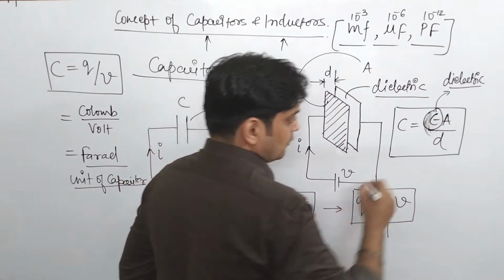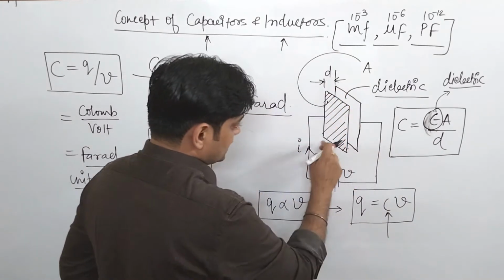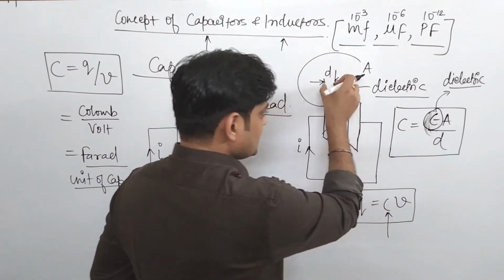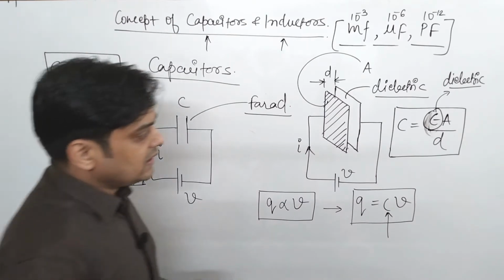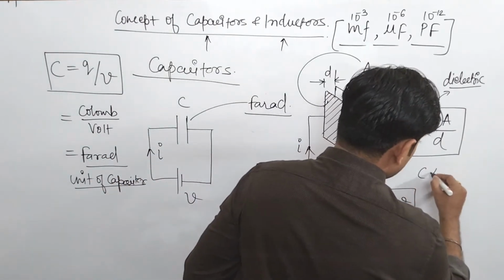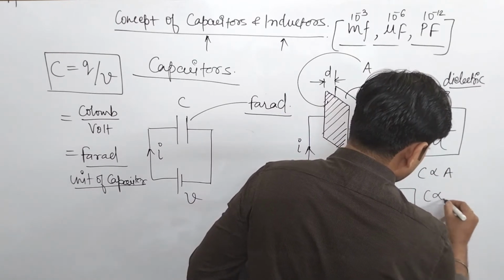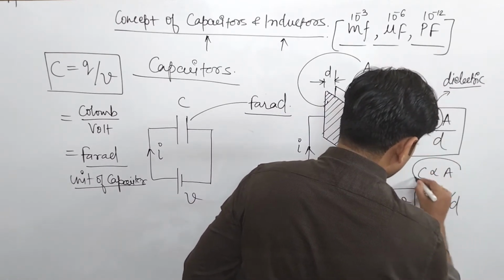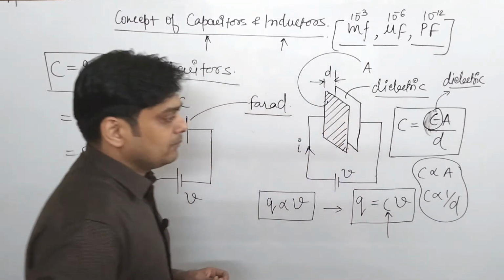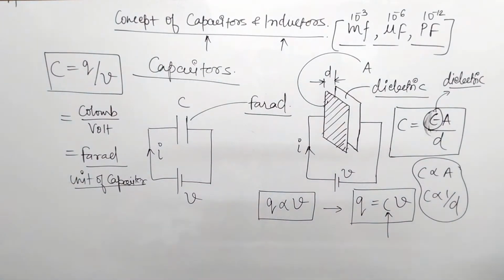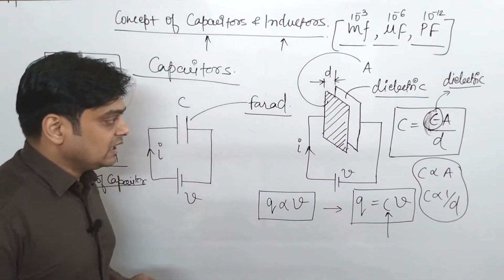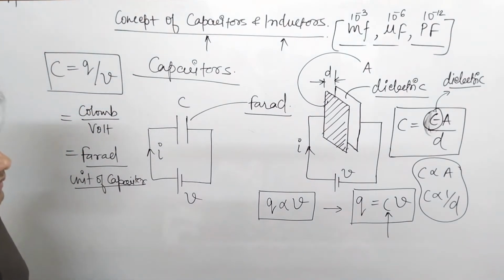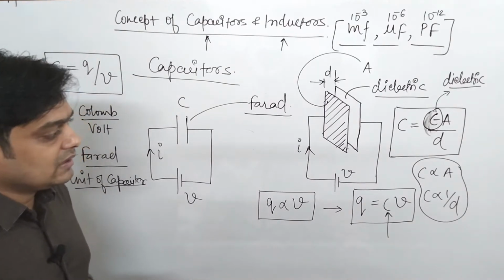And this A is the cross-sectional area of the plate, and D is the distance between these two plates. So you can say that the value of capacitance is directly proportional to the area and inversely proportional to the distance between the plates. Just keep in mind, the value of capacitance mainly depends upon the area of cross section and is inversely proportional to the distance between the plates.